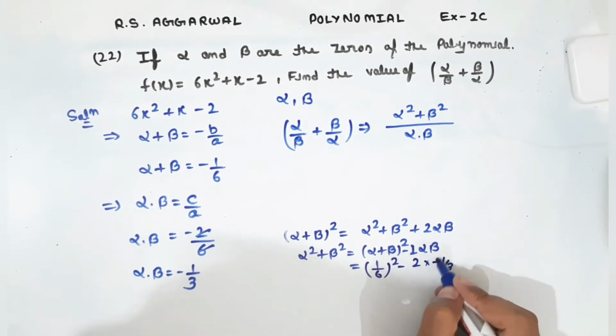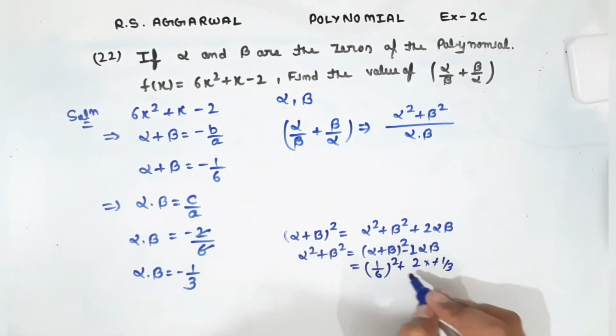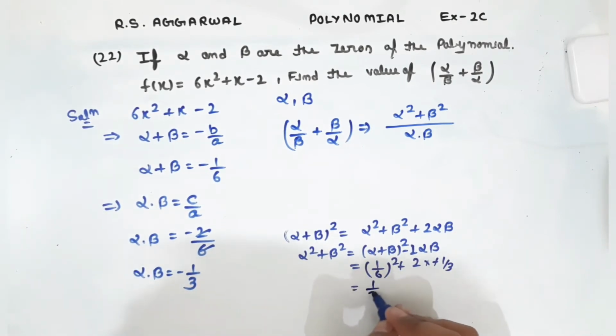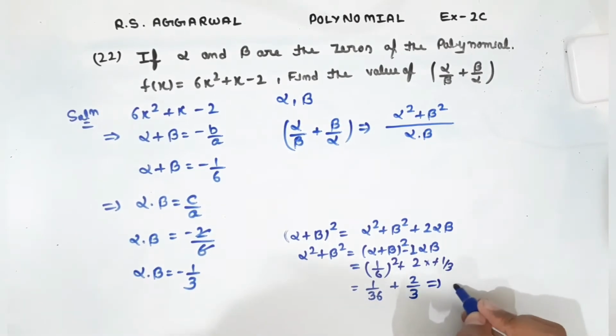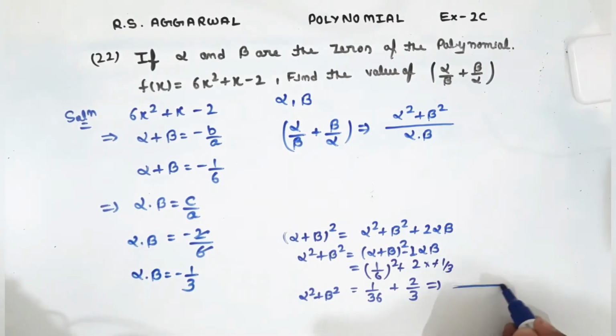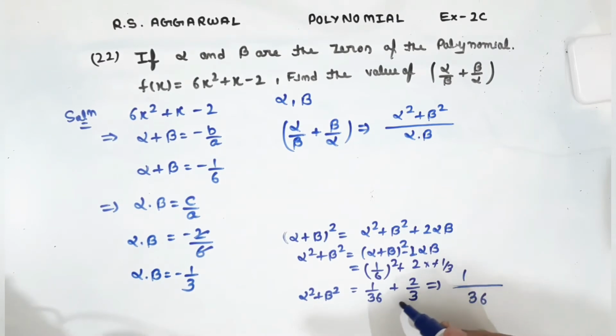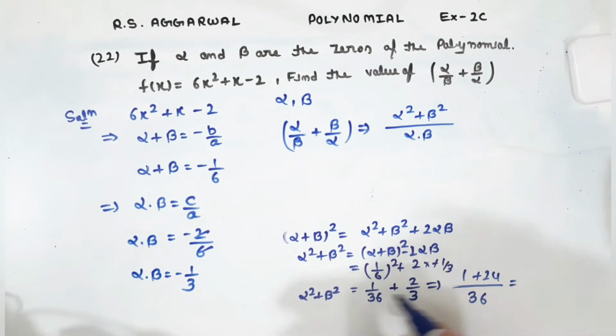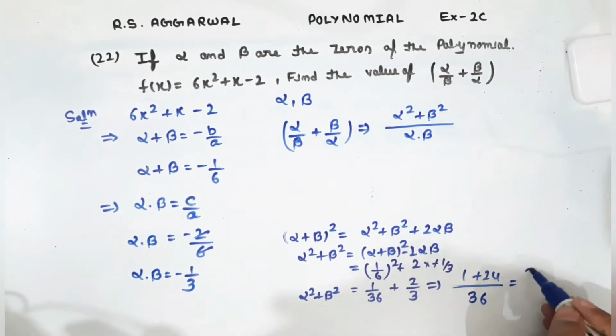So this minus sign will be cancelled out and this will become plus. So 1 upon 36 plus 2 upon 3. From here the LCM will be 36, and this will be 1 and this will be 24. So our value of alpha square plus beta square will be 25 upon 36.